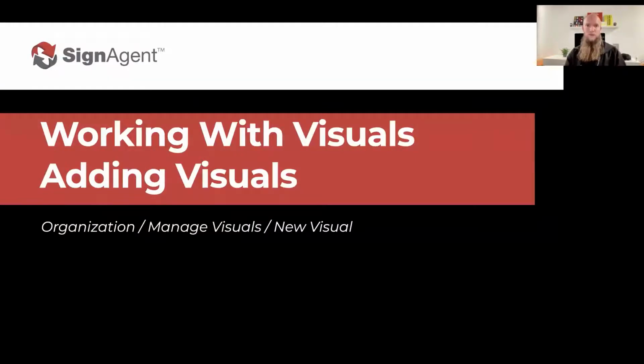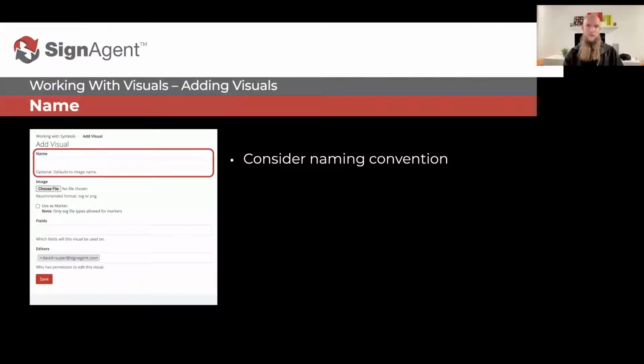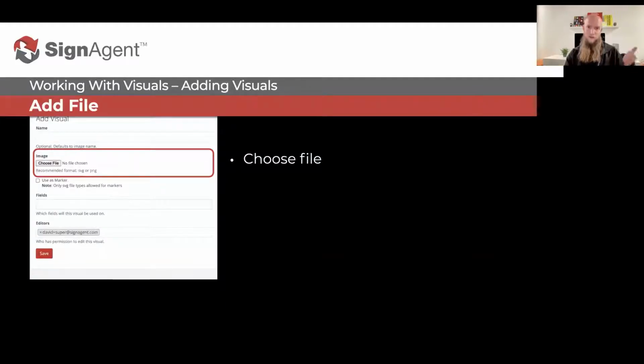So, working with visuals, this is how to add the visuals into the system. From here, we go to, again, organization, and then instead of manage fields, we go to manage visuals. And then we add a new visual. In there, I get a spot for, again, I want to consider the naming convention of that visual. So I would say, okay, this is arrow left, right? And then I can upload that arrow left file.